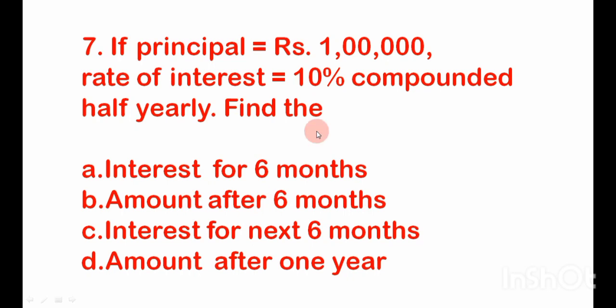Now the seventh question, the same concept, but here the trickiest part is this 6 months. That is the only tricky part. Other than that, everything is normal. And here you have to see it is compounded half yearly.